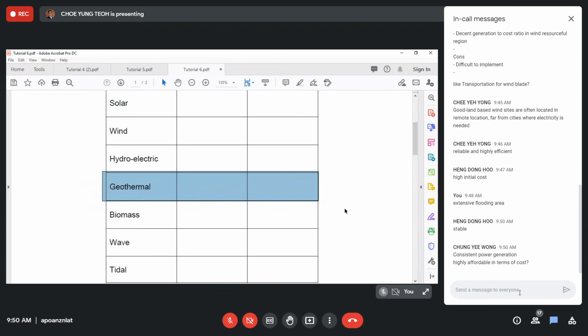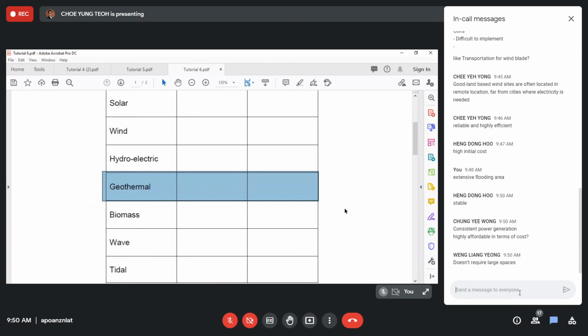Okay, so for the initial cost, what you need to do is exploration and digging during the process to make the hole. Normally it's very expensive, but during the operation, it's very simple with very low maintenance cost and operating cost. Doesn't require large space. This is one of them. It means that the space required for geothermal is the lowest among other types of renewable energy. Okay, so we have 3 or 4 already. Okay, I think good enough.